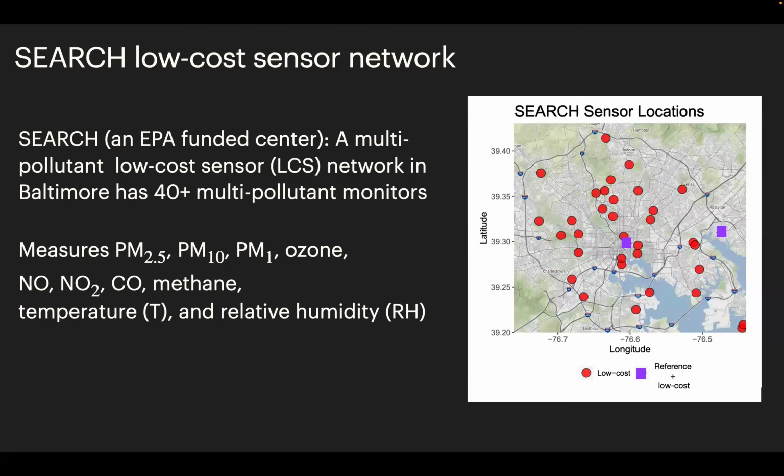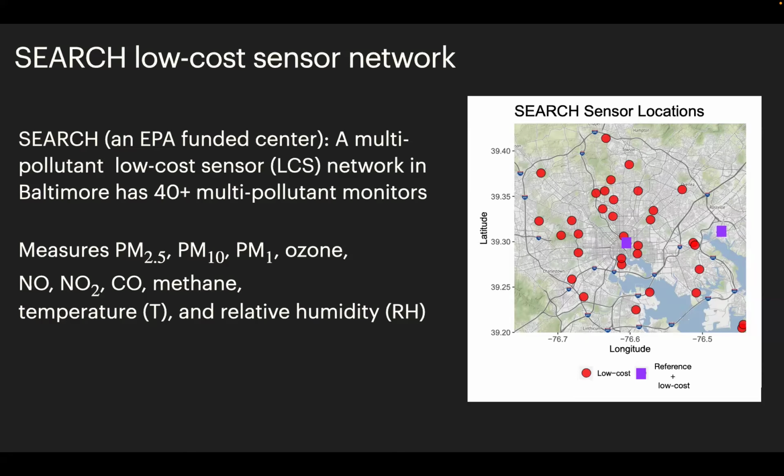So that's where the low-cost sensors come in, and this was developed as a part of SEARCH, which was an EPA-funded center. One of the main projects of SEARCH was to build a low-cost sensor network in Baltimore, and this has been operating since late 2018. Kirsten was the PI for this, and I've been involved in the statistical analysis of the data since then. These are the locations where there are now SEARCH monitors in Baltimore. The red dots are the low-cost sensor networks. The purple squares are the 2 reference monitors.